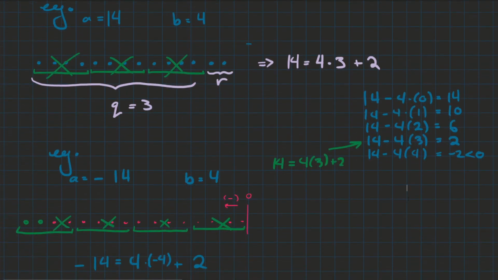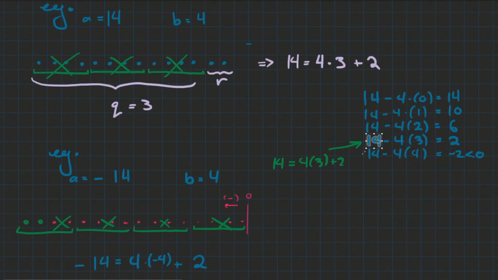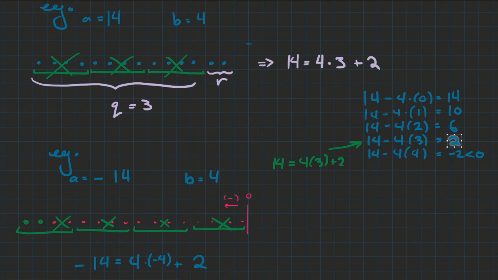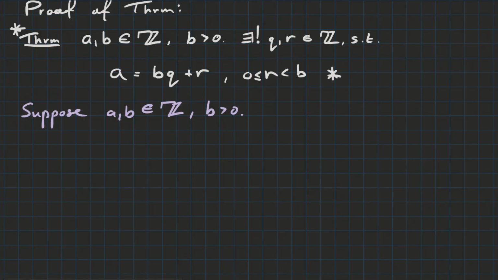Again, the claim is that this always happens, that there's always a smallest positive multiple of 4 that I can subtract off of 14. In general, my claim is that there's always a smallest positive multiple of b that I can subtract off of a. That's where we're going here. So maybe I'll write that because that's pretty important.